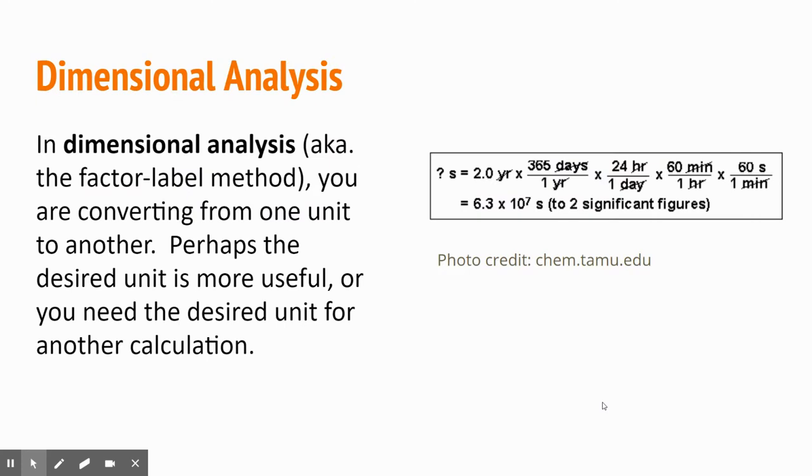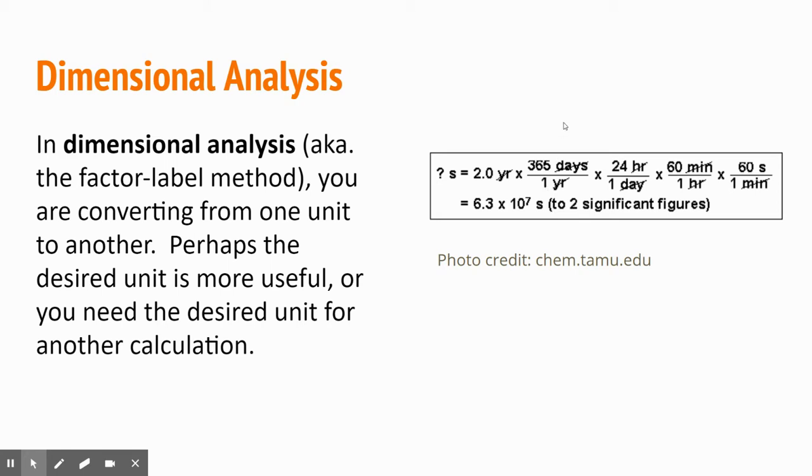Dimensional analysis, also known as the factor label method, is used to convert from one unit to another. Perhaps the desired unit is more useful, or you need the desired unit for another calculation. So in our example here, we started with a measurement of 2.0 years, and we need to know how many seconds that is. So I start with my given, and I'm going to end with my unknown or wanted unit. I set up a series of conversions to get me from my known to my desired unit.